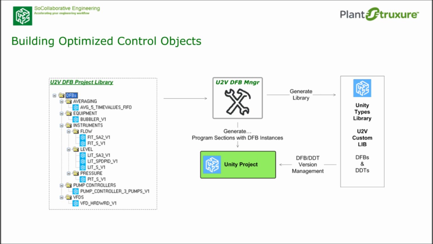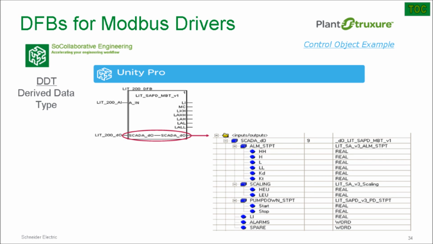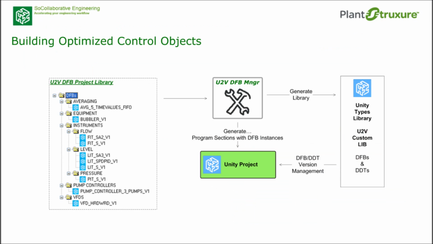In part 1, I explained how the U2V DFB Manager exploits the Unity Pro Program Section Import feature to minimize keyboard usage. So if we combine the DDT SCADA Data Object approach, just described, with the use of the DFB Manager to minimize the typing, we're getting close to a fully optimized level transmitter DFB. The DFB Manager can ease the use of DFBs in many ways.